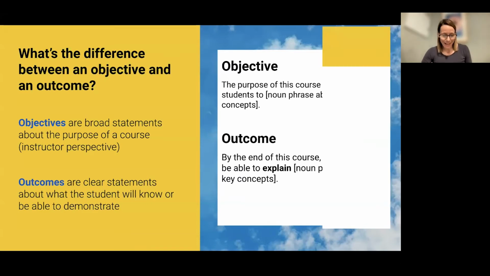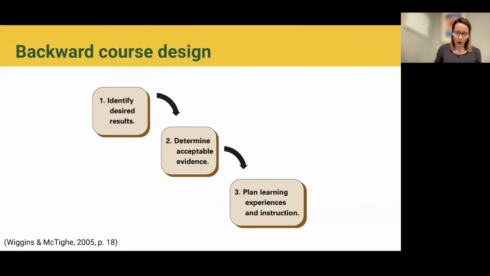Learning outcomes are the first step of the backward design process for a course. Backward design is the method of aligning activities and assessments with the desired learning outcomes in mind. And the 3 steps are: number 1, to identify desired results. Those are your outcomes. Then number 2, you determine acceptable evidence. Those are your assessments.